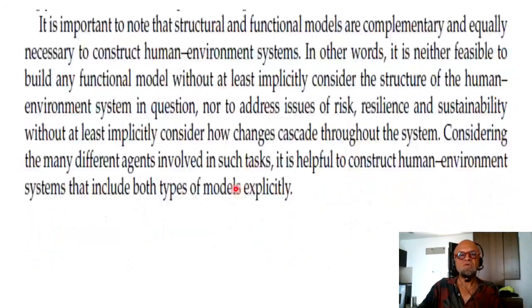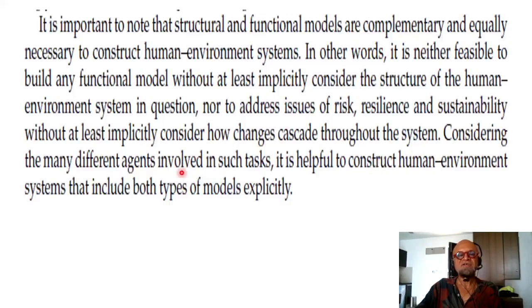Yeah. So it is important to note that structural and functional models are complementary and equally necessary to construct human environment systems. In other words, it's neither feasible to build any functional model without at least implicitly considering the structure of the human environment system in question, nor to address the issues of risk, resilience, and sustainability without at least implicitly considering how changes cascade through the system. So that's the functionality of the system.